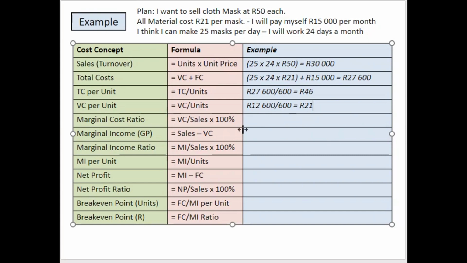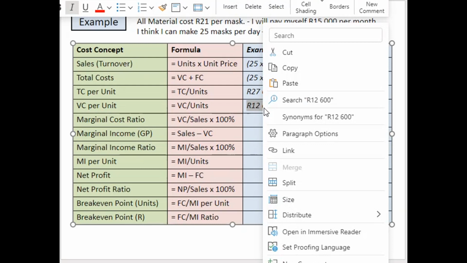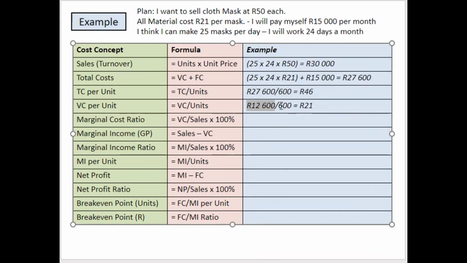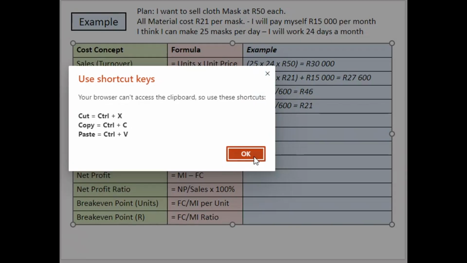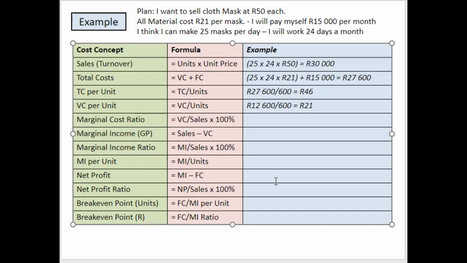Now let's have a look at the marginal cost ratio. We have our variable cost, which we've calculated a couple of times now. Control plus C. Okay, that clearly didn't work. Let me just type it in. 12,600.